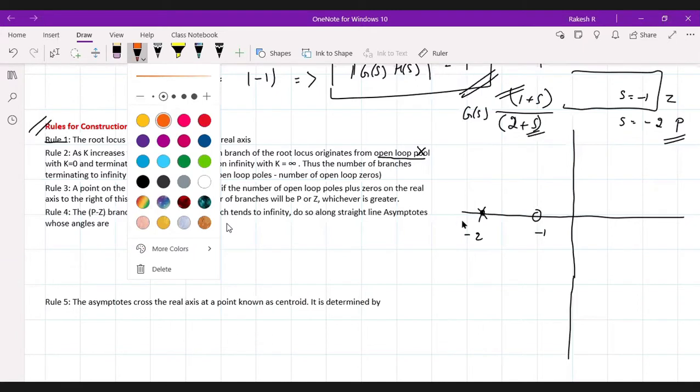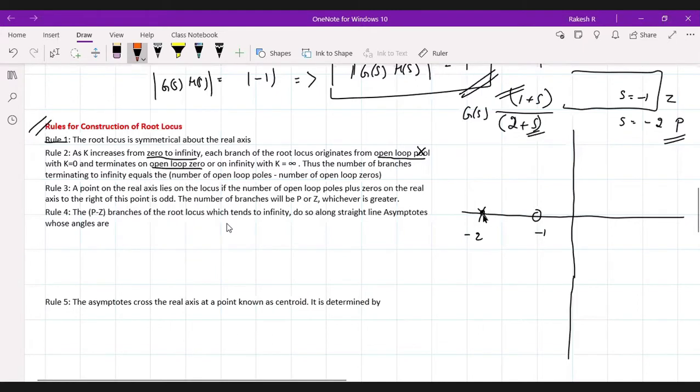That means the root should start from this point and terminate here like this. This is the path of the root locus. It will start from the pole and terminate at the zero here. This is what the second rule is.